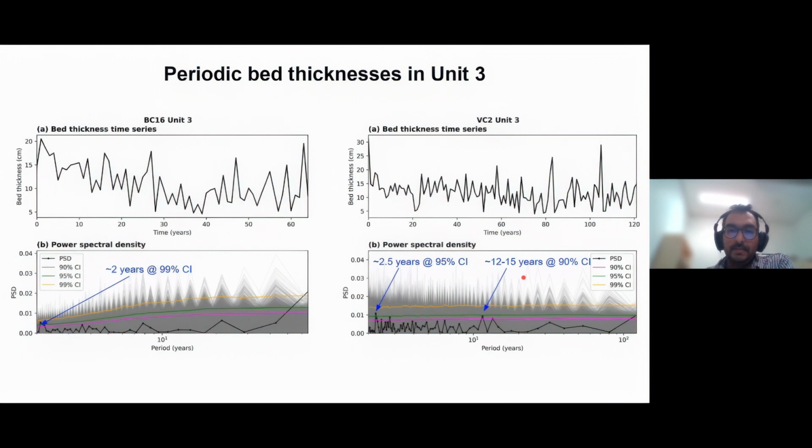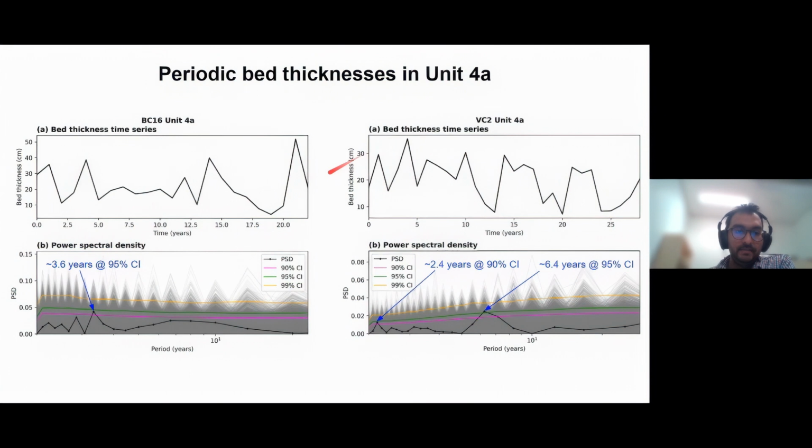And going to Unit 4A, we have again 3 peaks, sorry. In BC16, we have a repeating bed thickness every 3.6 years. And in VC2, we have one at 2.4 years and another one at 6.4 years.